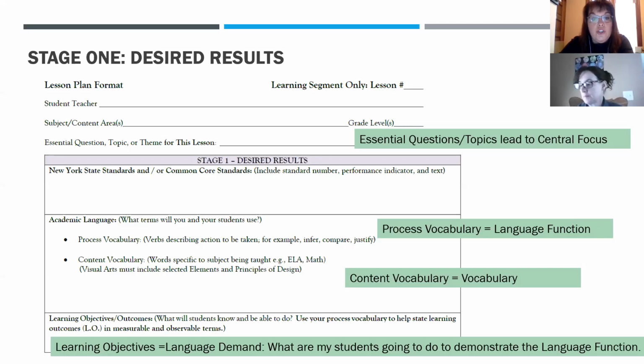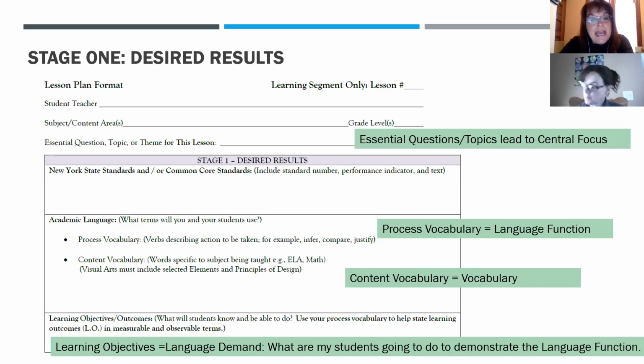And then the last thing is that you all wrote learning objectives or outcomes for each lesson, right? And we told you to use your process vocabulary to help state the learning objectives. So your learning objective is your language demand. What are my students going to do to demonstrate the language function? So a language function is the process vocabulary, right? I want my students to be able to compare and contrast the Iranian Revolution with the French Revolution, right? I want them to compare and contrast those things. The process vocabulary, or the language function, what they're doing with language, is comparing.